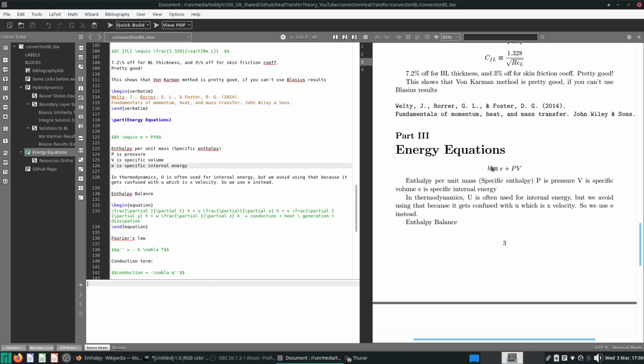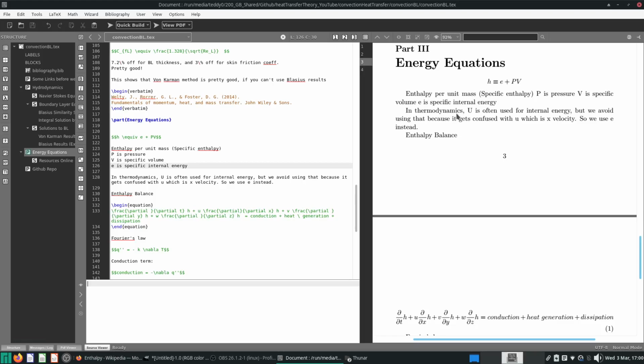internal energy plus PV, the pressure times volume. Of course, these are specific enthalpy, specific internal energy and specific PV work. So all of these are per unit mass. Specific volume is volume per unit mass. e is internal energy per unit mass. h is enthalpy per unit mass. I hope you know that.